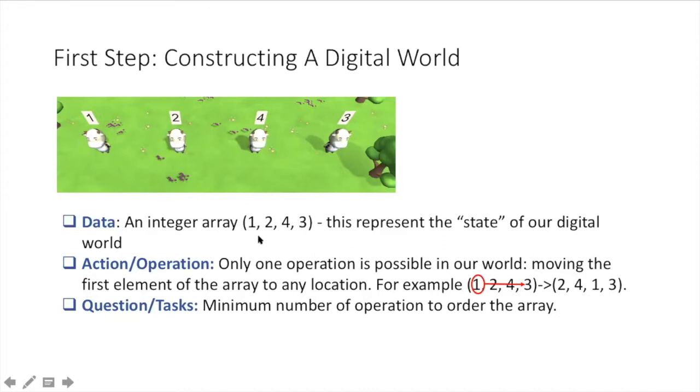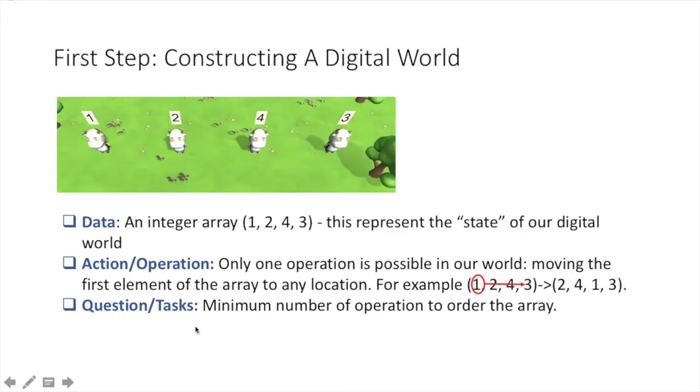Now, in this world, what you need is operations. What can you do in this world, right? So in our case, very simple. You only have one operation. The only thing you can do in the digital world is you move the first element, the 1, to somewhere down to the right, right? And then obviously all the other elements shift, and then the 1 becomes here. And that's the only operation. And then you can do it again. You can move the 2 somewhere. So only one operation. And then what's the question or the task in the world? What are you trying to achieve in this world?